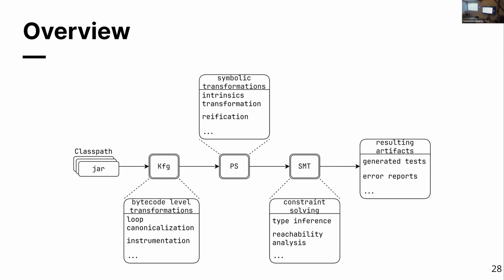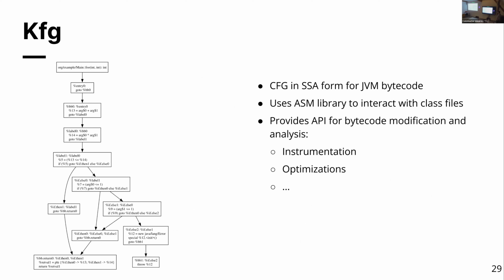After that, we convert a predicate state into a simple formula and check the constraints that we want. The results of the SMT solver are then converted into the necessary artifacts depending on our use case. For example, in the case of test generation, they are converted into generated tests. But if we want, for example, bug detection, we can convert them into a bug report. So now let's have a brief look at each of these program representation levels.